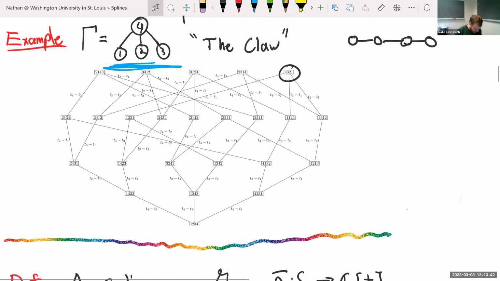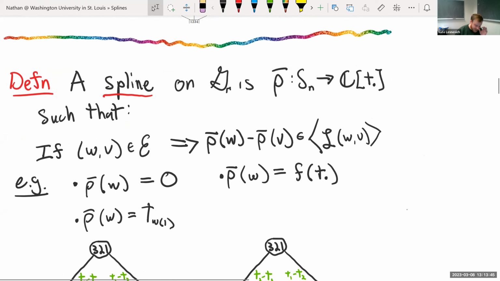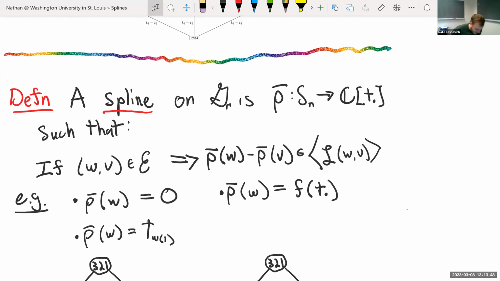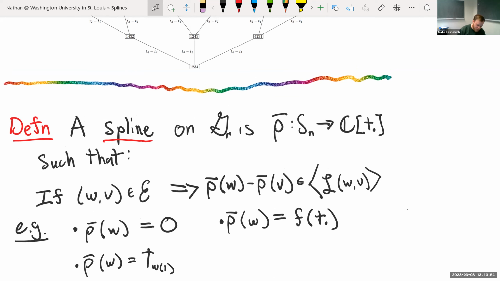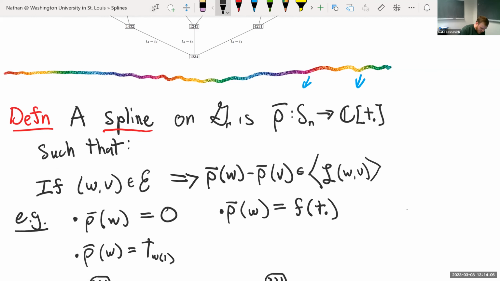This is the Cayley graph. To complete the definition for the title of this talk, a spline on our labeled Cayley graph is an assignment rho-bar, where we're going to assign to each vertex a polynomial, such that if WV is an edge in our Cayley graph, we want the difference along that edge to be contained within the ideal generated by the label for that edge.